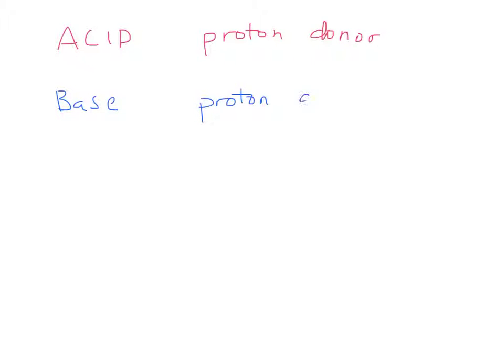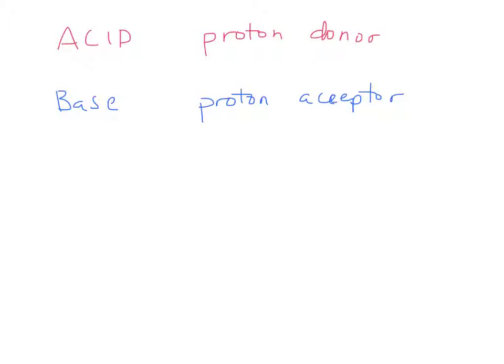So when we talk about something being an acid, we have to remember that an acid, based upon the Bronsted-Lowry definition, is going to be a proton donor. And a base is going to be a proton acceptor. So these two fundamental definitions are going to drive everything that we look at from here on out.